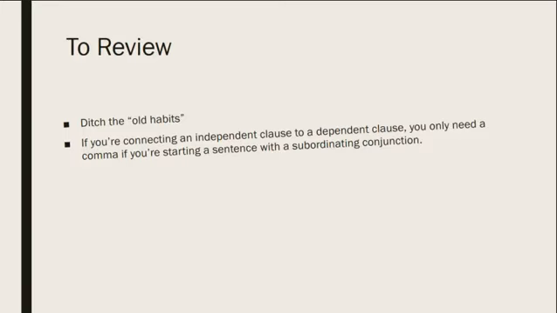So those are the 2 options that you have available. Again, when we talk about coordinating conjunctions, we're talking about connecting 2 independent clauses. But here when we talk about subordinating conjunctions, we have an independent clause that's connecting to that dependent clause. And it's the subordinating conjunction that makes it a dependent clause.